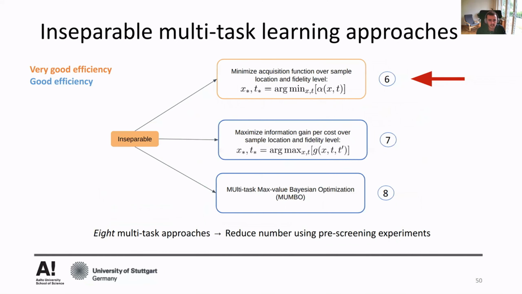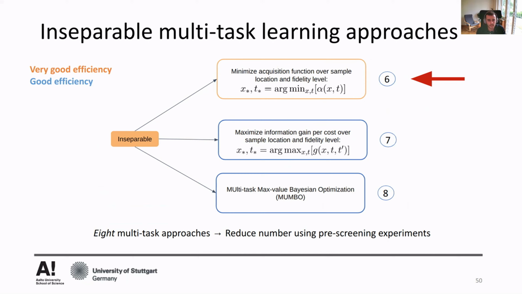Then secondly, I tested inseparable approaches. Inseparable means that the location X and the fidelity level T are going to be chosen simultaneously, instead of in separable steps, by optimizing over some joint quantity.